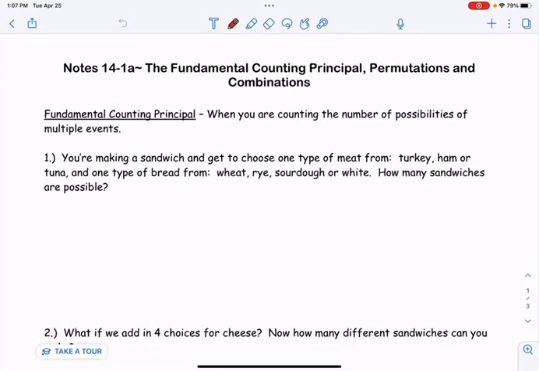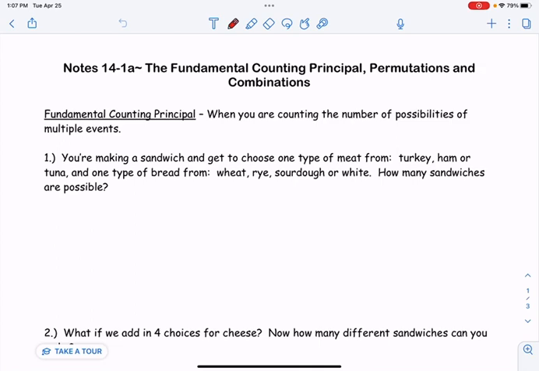Today we want to take a look at the beginning of our fundamental counting principle, permutations and combinations. The fundamental counting principle is applied when you are counting the number of possibilities of multiple events happening. So let's see what we do in this case here.